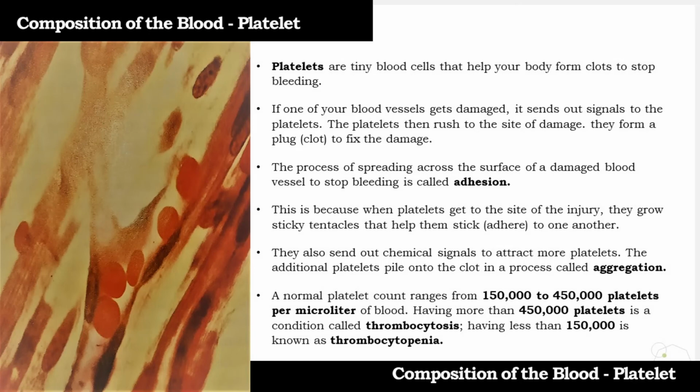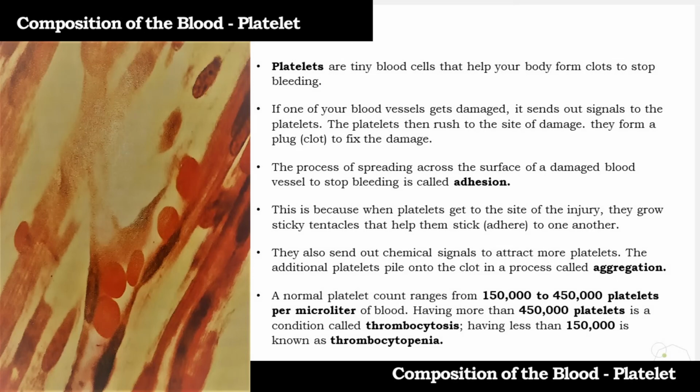Compositions of the blood, the platelets. Platelets are tiny blood cells that help your body form clots to stop bleeding. If one of your blood vessels gets damaged, it sends out signals to the platelets. The platelets then rush to the site of damage. They form a plug, clot, to fix the damage.